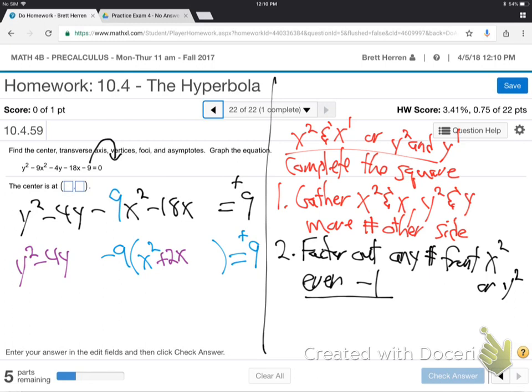Middle number over 2 squared. Remember that? Middle number over 2 squared. So let's do that. Let's come right here. Here's the middle number, over 2 squared, which is 2 squared, which is 4.